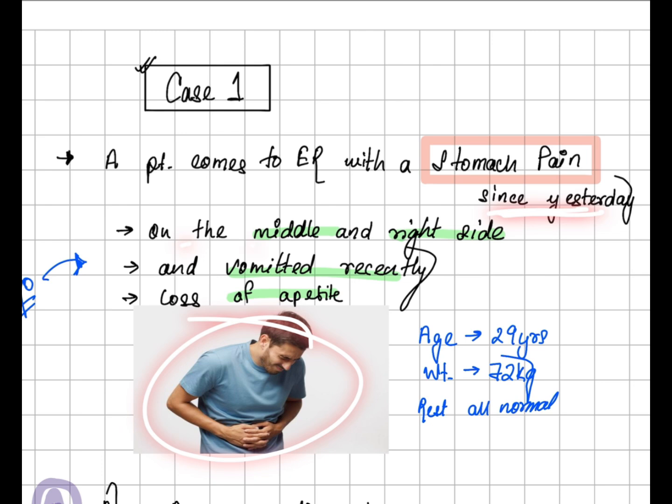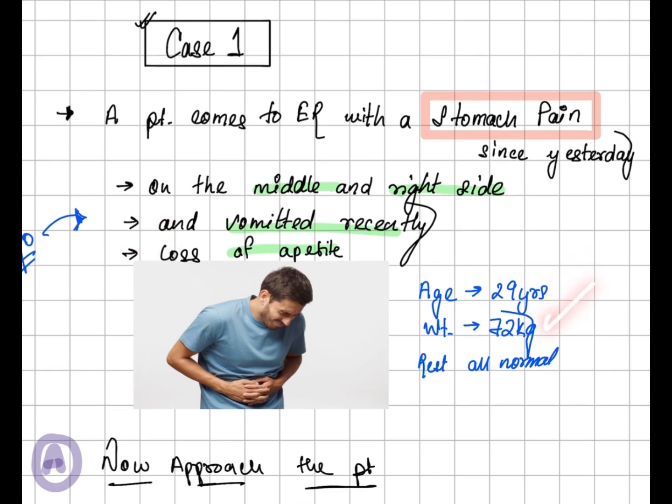And where is the pain? On the middle and right side. These are the complaints. When you ask the patient about the symptoms, he tells you all of this. The pain is on the middle and right side, and he vomited recently. The patient is also suffering from loss of appetite, meaning he is not feeling like eating anything. The age of the patient is 29 years, weight is 72 kg, and the rest is all normal, meaning no other symptoms. These are the main clinical symptoms.